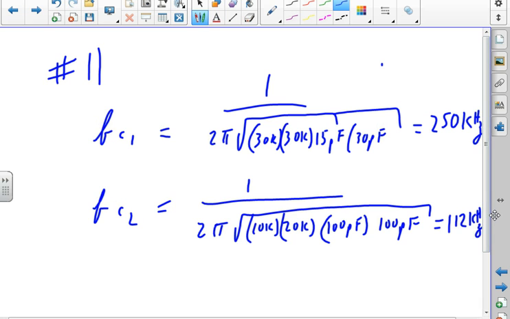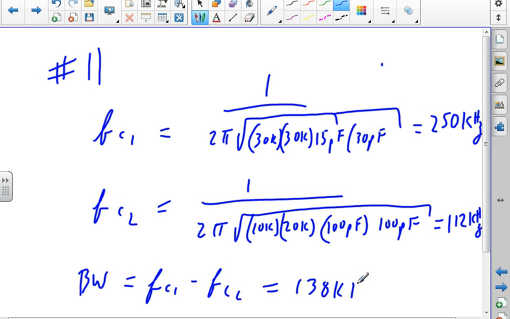Okay, so I got C1 and I got C2. Now I want to find the bandwidth. So bandwidth, FC1 minus FC2. 140, 138K.